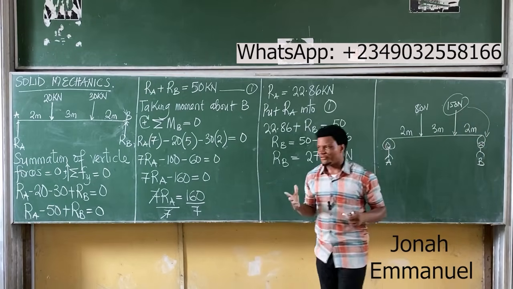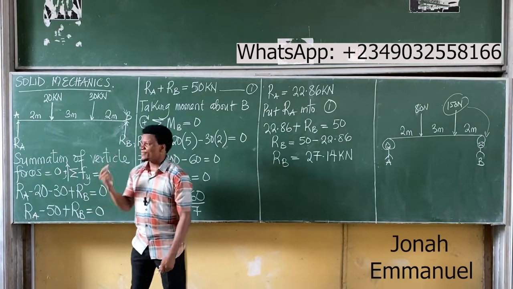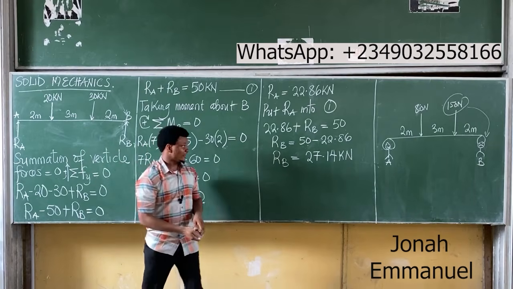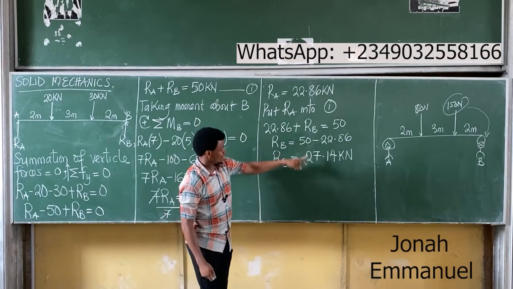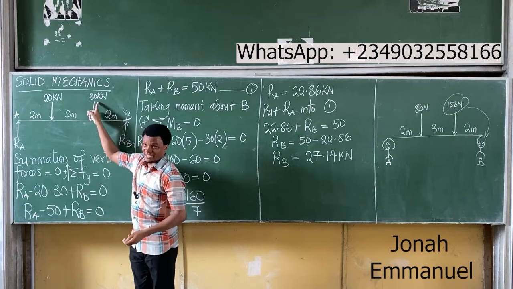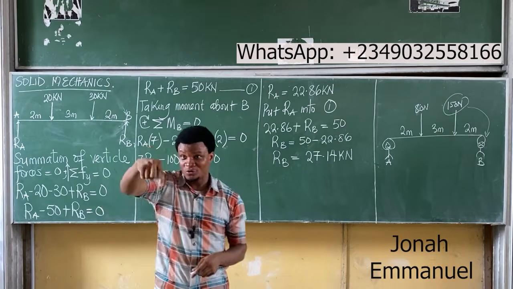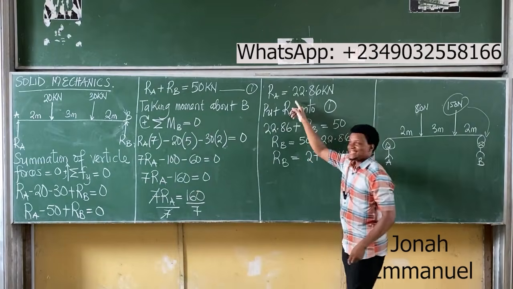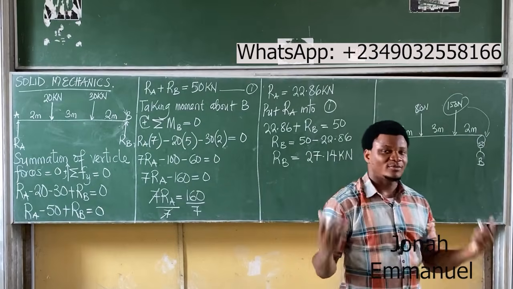In my solving, if you give me this, I don't have to solve. Common sense will tell me that RB will be greater than RA. Why? Because the greater load is closer to RB. So even before I start writing, I know the one that will be bigger. So by the time I look at this and I'm seeing that RA is bigger than RB, there's a problem somewhere. Just common sense.